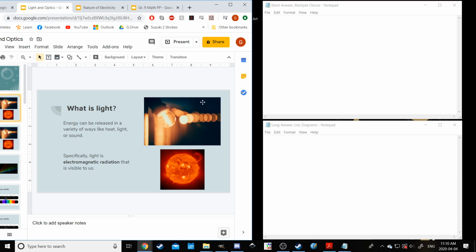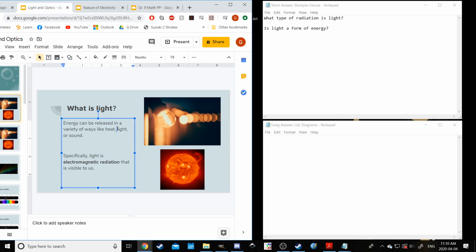There's something bolded there. I'm for sure going to make a question about that. It's going to be a short answer question or something that'll show up in multiple choice. It's not a very big question, right? So I would say, what type of radiation is light? Is light a form of energy? Because we defined here that it is.